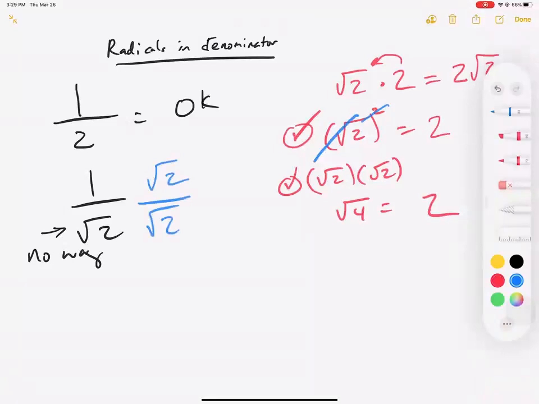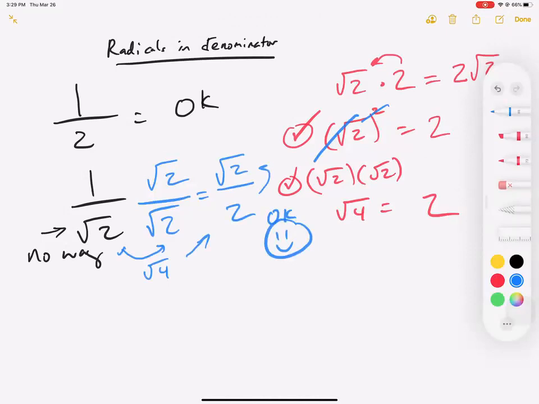If you remember, when you multiply a number by itself over itself, that's always equal to 1. So we're not changing the value like we mentioned in class. I'm changing the way it looks. Plastic surgery. This becomes square root of 2 over 2. Why? Because square root of 2 times square root of 2 is square root of 4. And square root of 4 leads me back to 2. Now we are done. This is okay. The square root is no longer in the denominator. It's on top. And I'm okay with square roots on top. I'm not okay with square roots in the denominator.